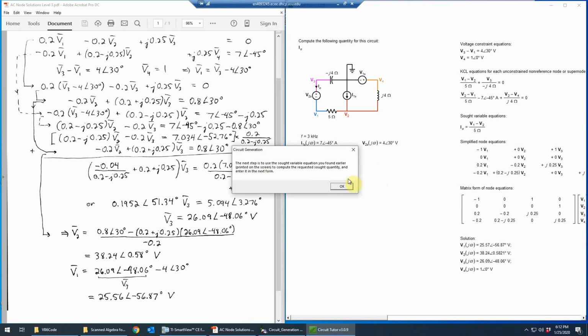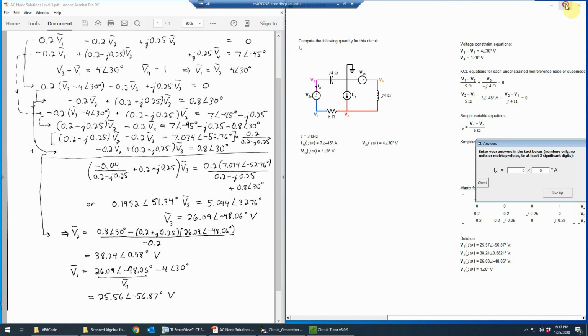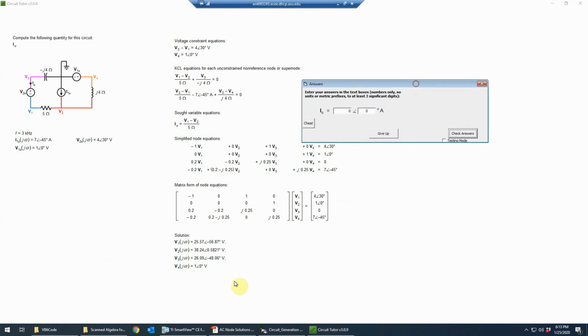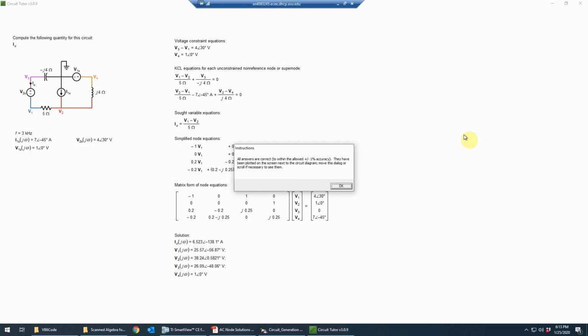And now the last step will be to use the SOT variable equation for I naught and use that to calculate that quantity. So once again, we just take our V1 bar, subtract the V2 bar, and of course putting parentheses around that, then divide by 5. So that's another simple operation on the calculator. So I'm just going to skip that in the interest of time. And that will give us 6.523 angle negative 138.1 approximately degrees. And that's the final value for I naught bar. And that is correct. And that's been printed now here.